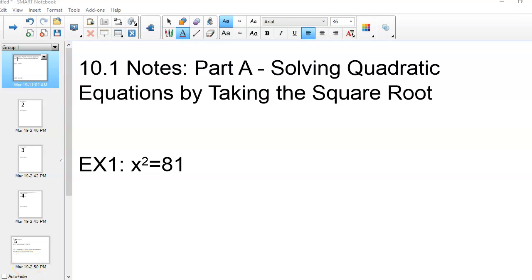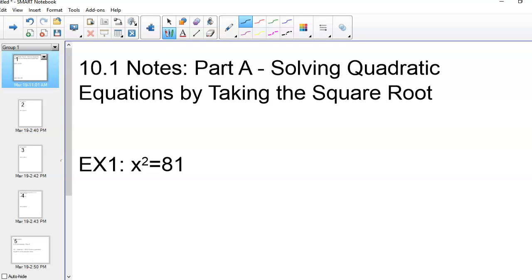Okay, in this section, we're going to learn how to solve quadratic equations by taking the square root. Sometimes I'll just say this is solving quadratics like a regular equation. So we're going to start with a really super easy problem to begin with. We just have x squared equals 81.